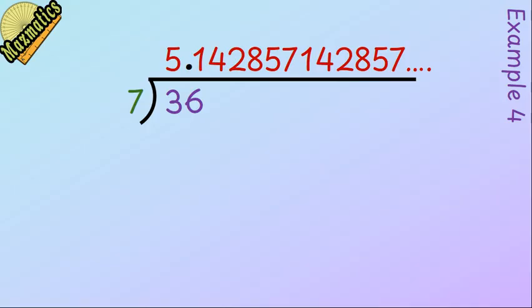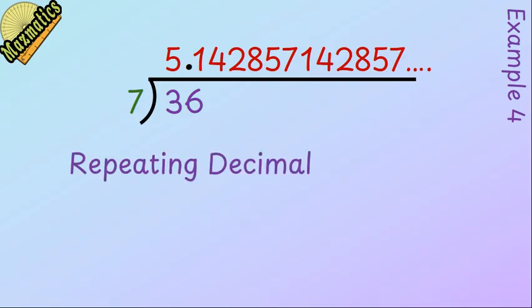If you use a calculator to find 36 by 7, you get the answer 5.142857142857 and so on. This is a different kind of repeating decimal. Here, unlike 1 by 3, the repeating digits are 142857.